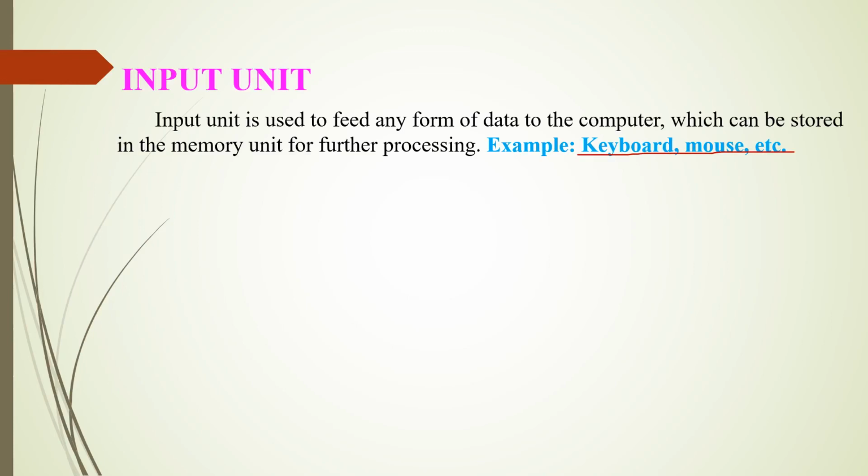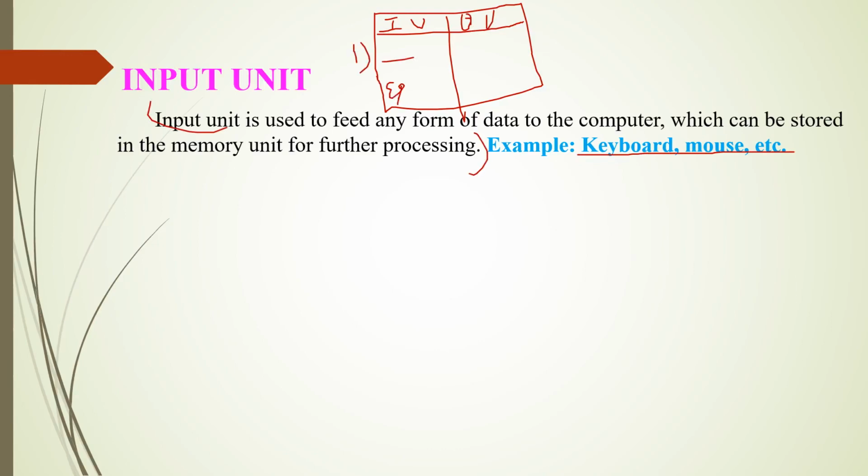So one book back question is there, question number 2.7: Differentiate between input and output unit. If I ask this question, you will put a tabular column like this. Listen carefully. You segregate it into two columns: one is the input unit, another is the output unit. You write the definition, the first point of the input unit, then the example: keyboard and mouse.